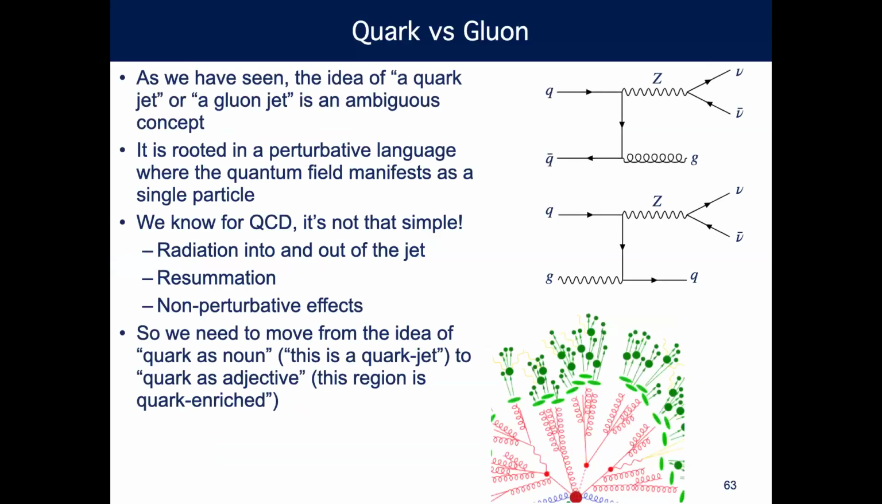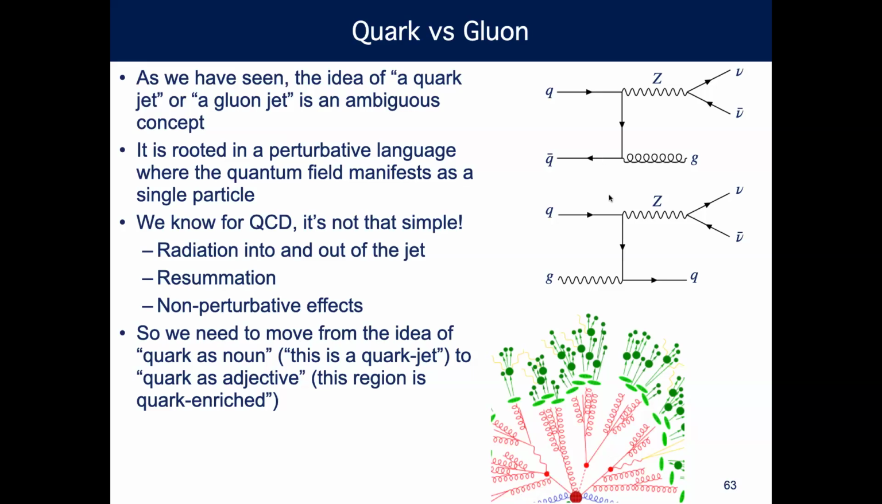And so the quark-enriched samples are Z plus jets, and the gluon-enriched samples are dijets, and the gluon-enriched samples can be a mixture of dijets and also trijets. So they will have different quark-gluon admixtures.